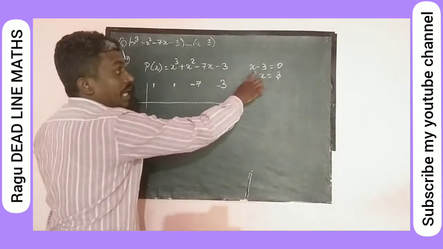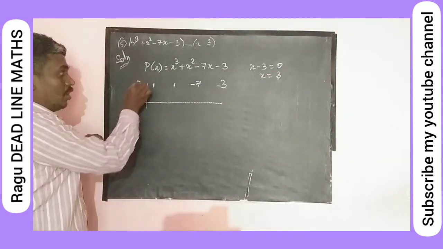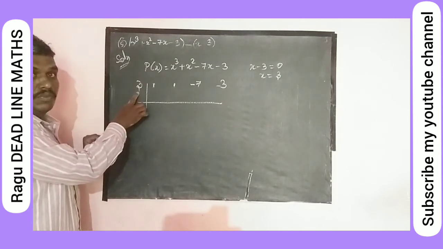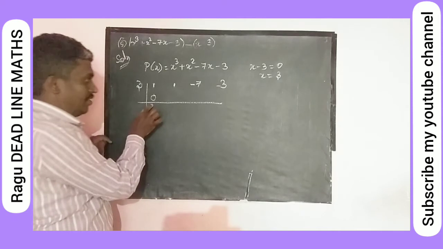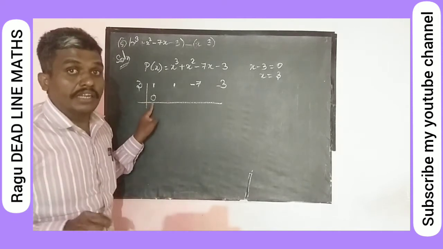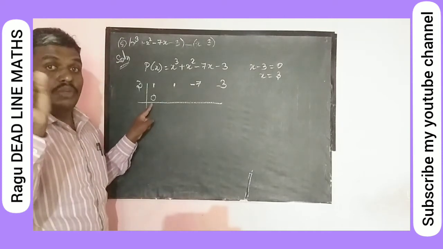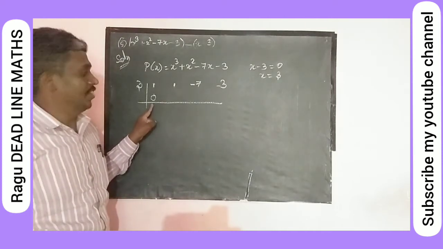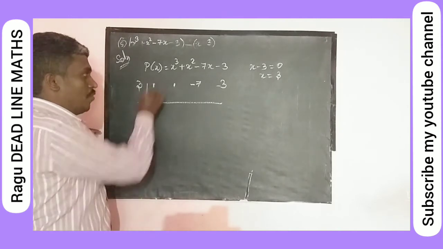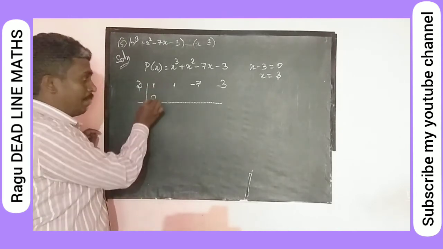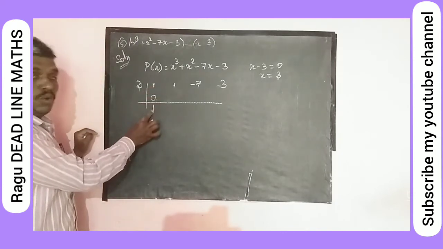And here we got x minus 3 is equal to 0. Therefore x is equal to 3. This 3 you will write here. So now the first term you make a 0. Not only for this synthetic division sum, for all the sums, when we go for synthetic division, the first term here you must make a 0. So now we can add these two values: 1 plus 0, 1.